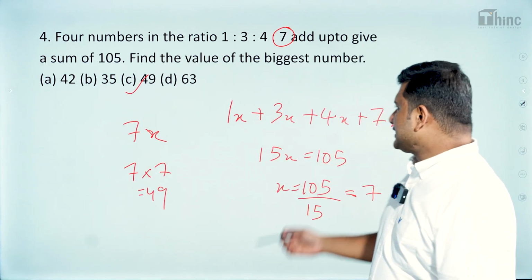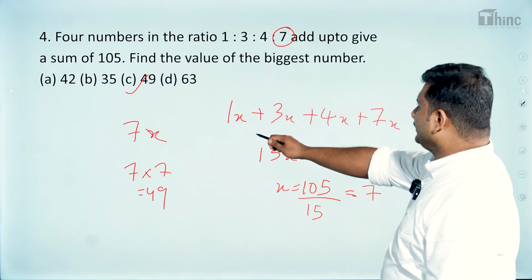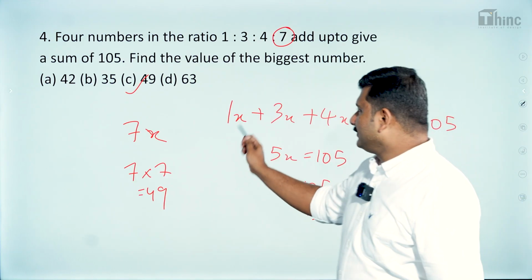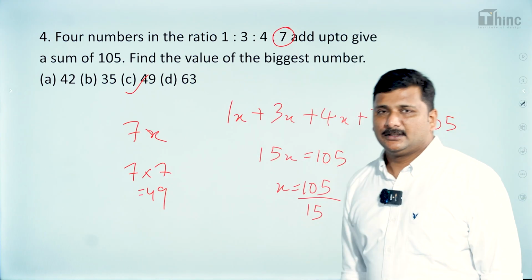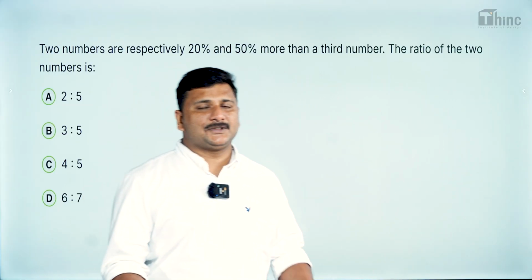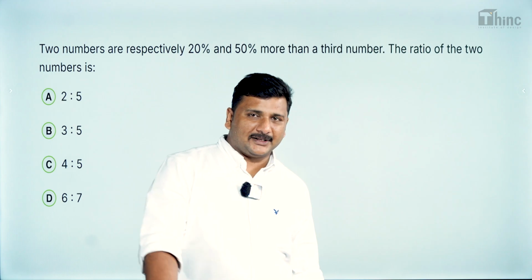So we can actually do this question just by putting the values as 1x, 3x, 4x and 7x. The sum is 105, x is 7. So the biggest number, that is 7x, will be 49. Okay, so this is a really good question. This is actually a combination of percentages and ratios.